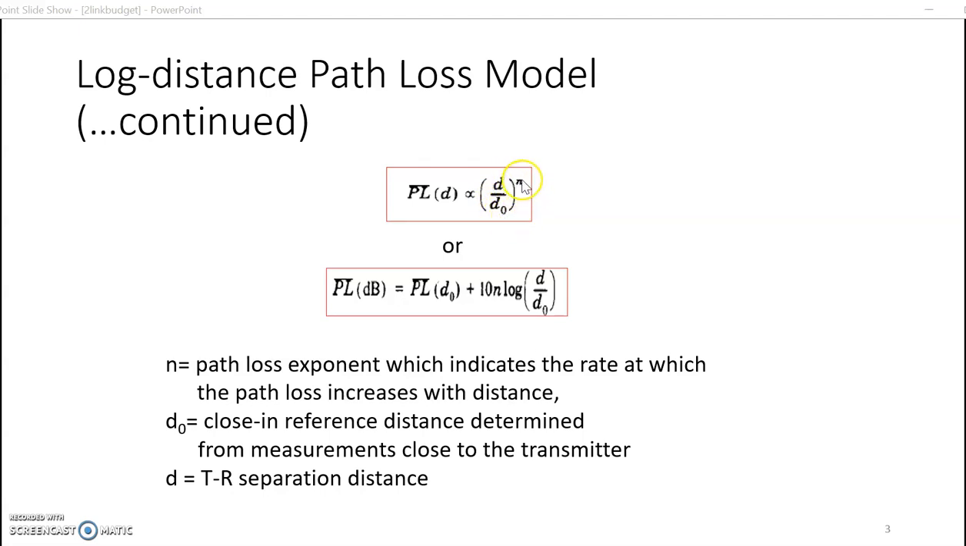This n is the path loss component. Depending upon the environment, this n value will vary. So this says about the rate at which the path loss increases with distance. As the distance increases, this path loss will increase. So in decibels, this equation can be written like this: PL of d equals PL of d naught plus 10 n log d by d naught.